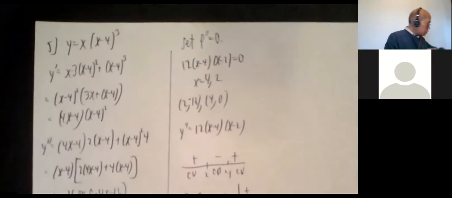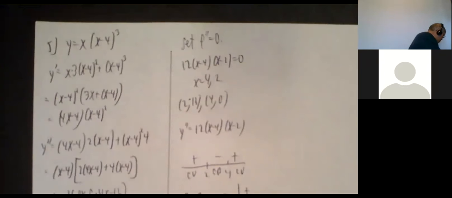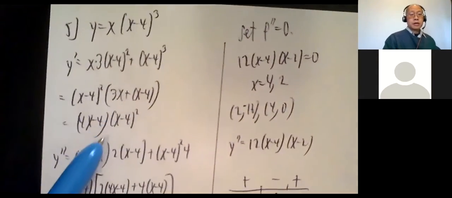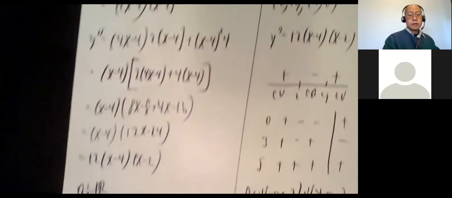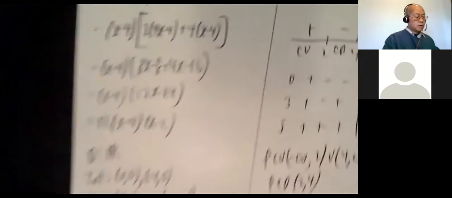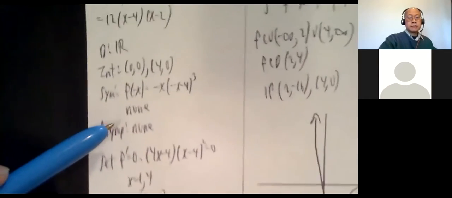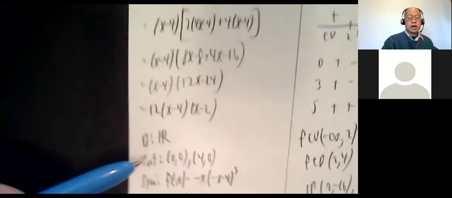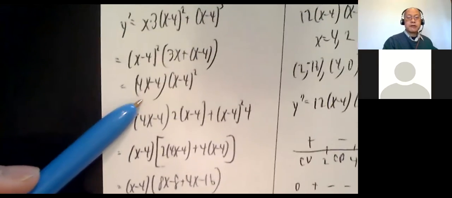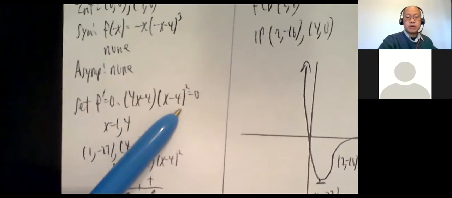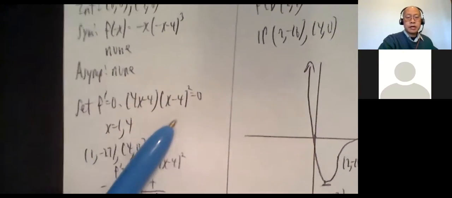So problem 5 from the curve sketching, section 5, I believe it was. Let me double check that here real quickly. All right, so this is where we were. That was y prime. And this was y double prime. Okay, so we said domain is all real numbers, intercepts are (0, 0) and (4, 0), no symmetry, no asymptotes. All right, so we'll start with the calculus part, the derivative test. So I set the first derivative equal to 0: 4x minus 4 times x minus 4 squared equals 0. Okay, that gives me x equals 1 and x equals 4.